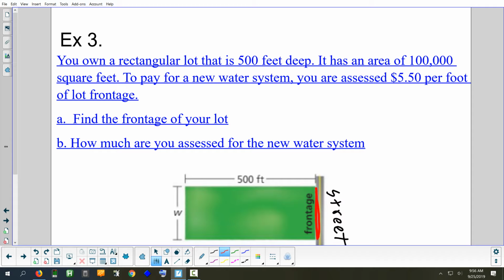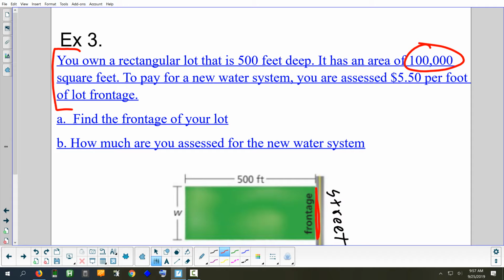Then once we know how big the front of the yard is, we can figure out how much it would cost to put in the new pipe, because it's $5.50 for every foot of pipe they have to put in front of the house. That's a lot. So we got to figure out basically the width of this rectangle. What's something they told us in this part right here that's going to be important? It has an area of 100,000. This is really important. That's how you're going to figure out the width.